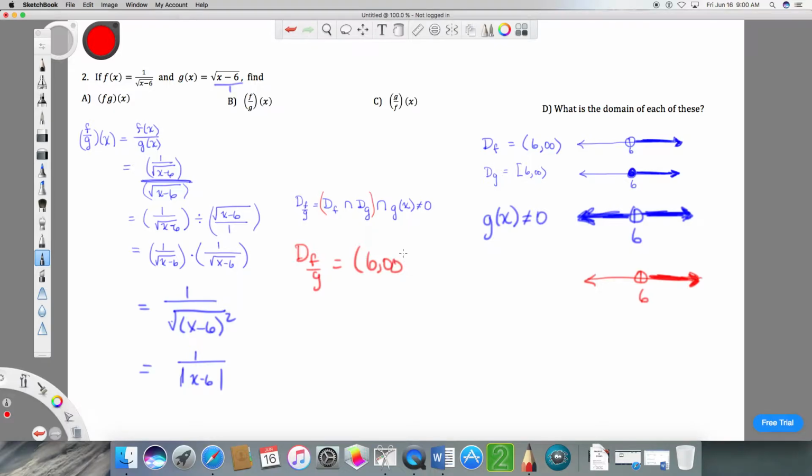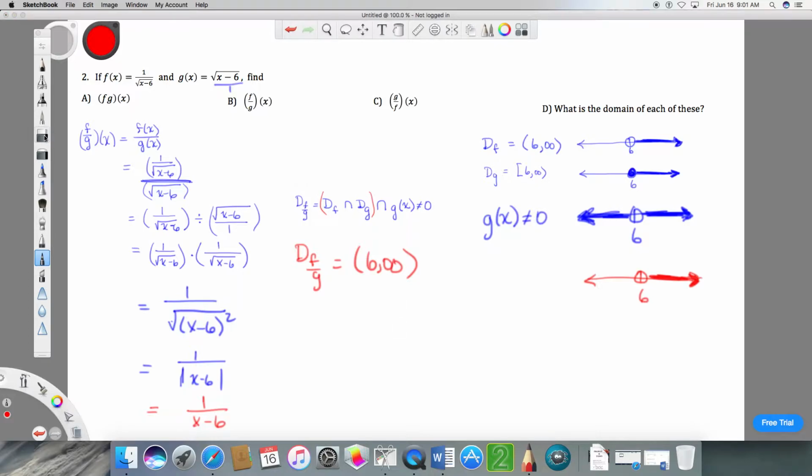So being strictly bigger than 6, like 7, 8, 9, hey, x minus 6 is going to be positive anyway, so I can drop this absolute value, and my answer for part B is 1 over x minus 6. I was able to drop the absolute values because the domain of this f over g was all real numbers strictly greater than 6.